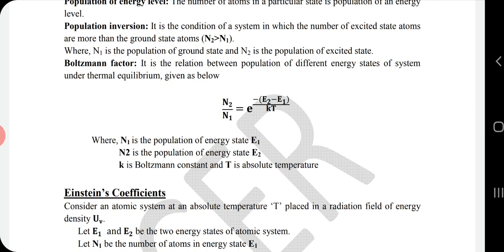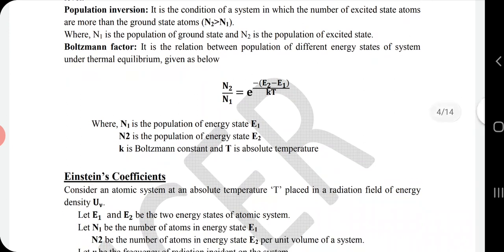That is n2 divided by n1, which is the population ratio, equal to e to the power minus h nu divided by kT. Here n1 is the population of the E1 state, n2 is the population of the E2 state, k is the Boltzmann constant, and T is the absolute temperature.